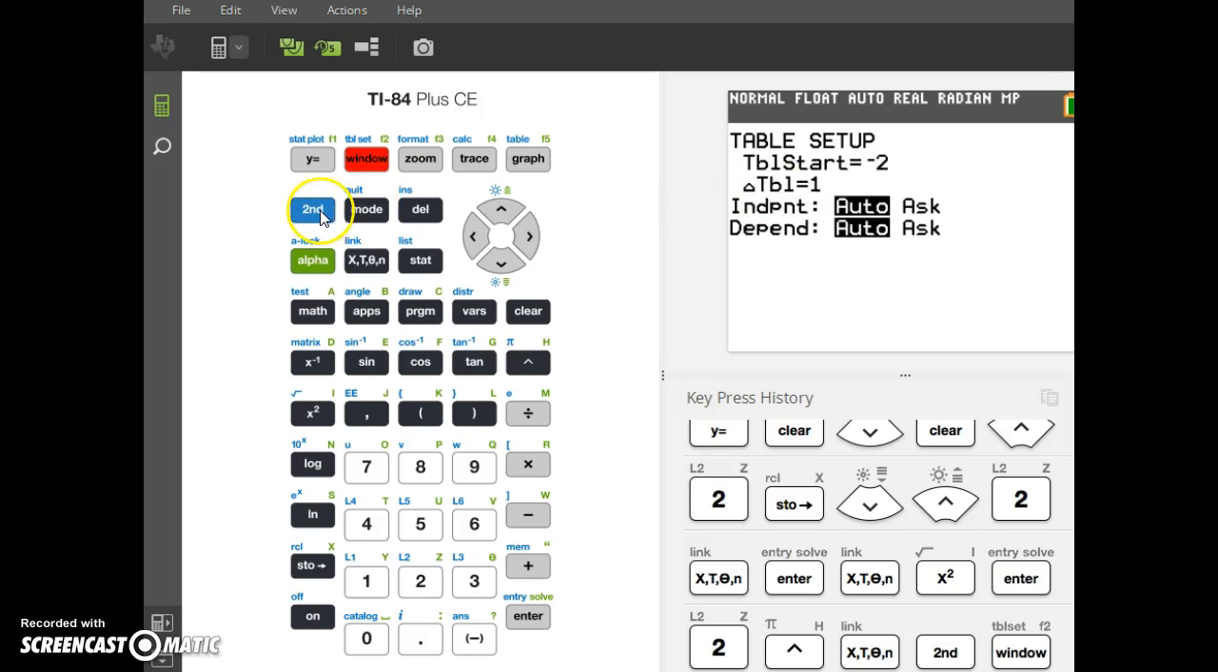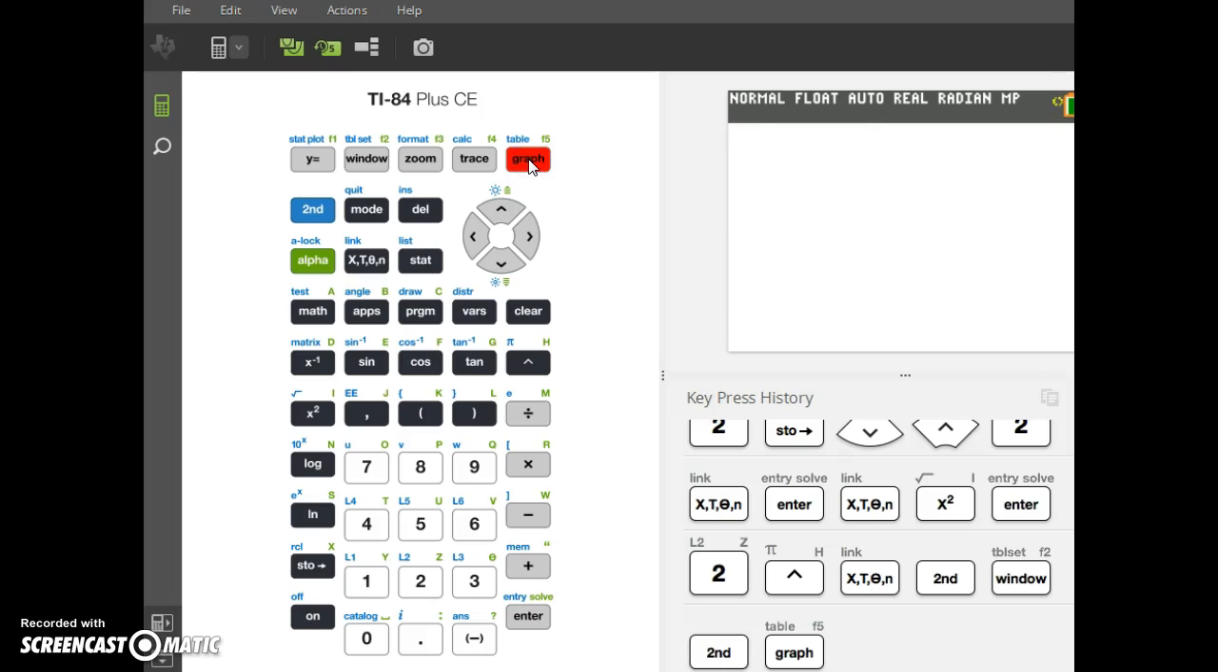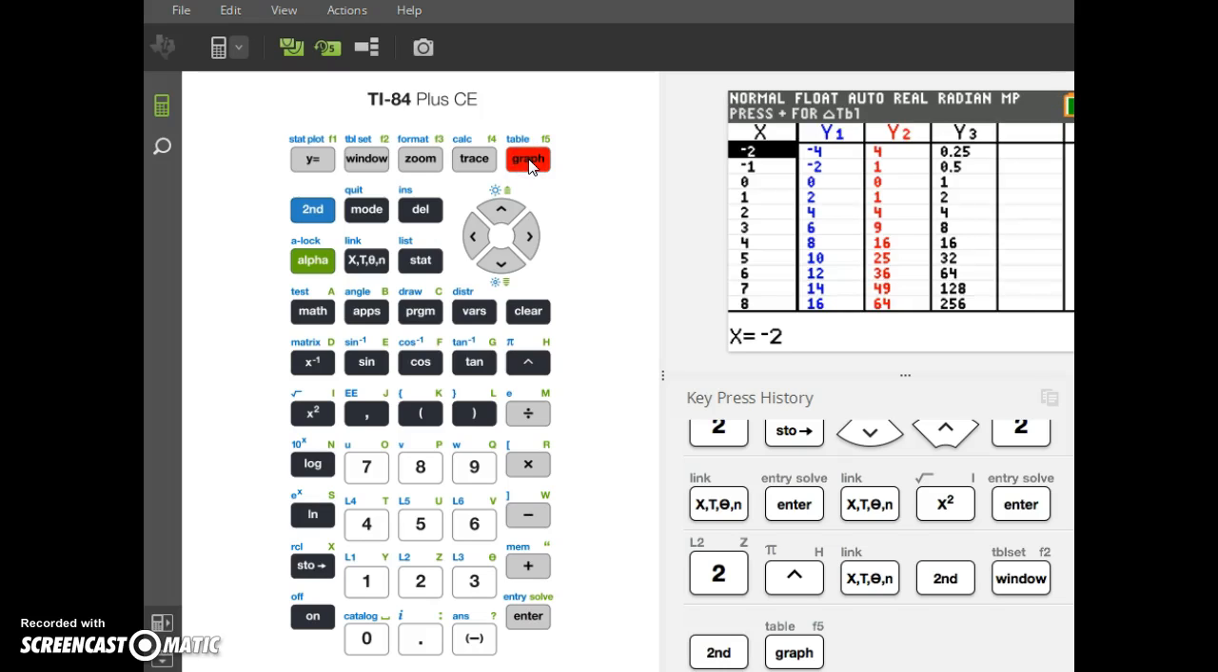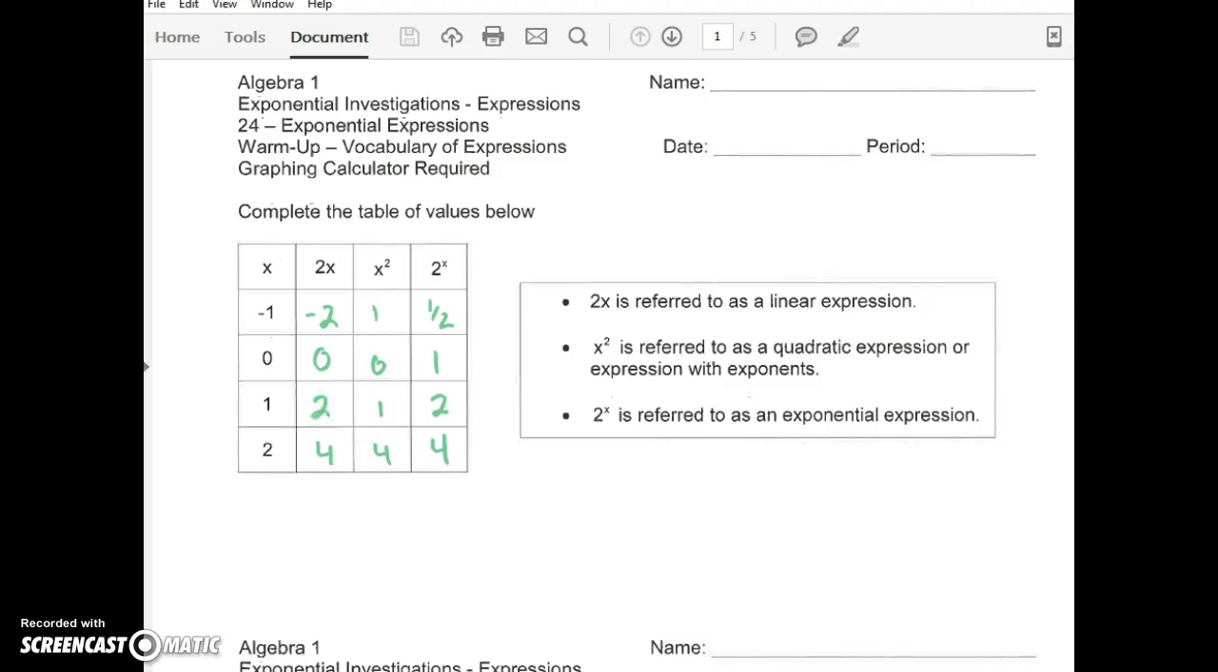So now that my table is good to go, I'm going to go to second and graph, and here's my table. So I've got my numbers here, -1, 0, 1, and 2. Those are the inputs that I'm looking for. So the first column in y1, that 2x, I can just copy these down. And I can do the same thing for y2 and for y3. So what I end up getting are these values here.